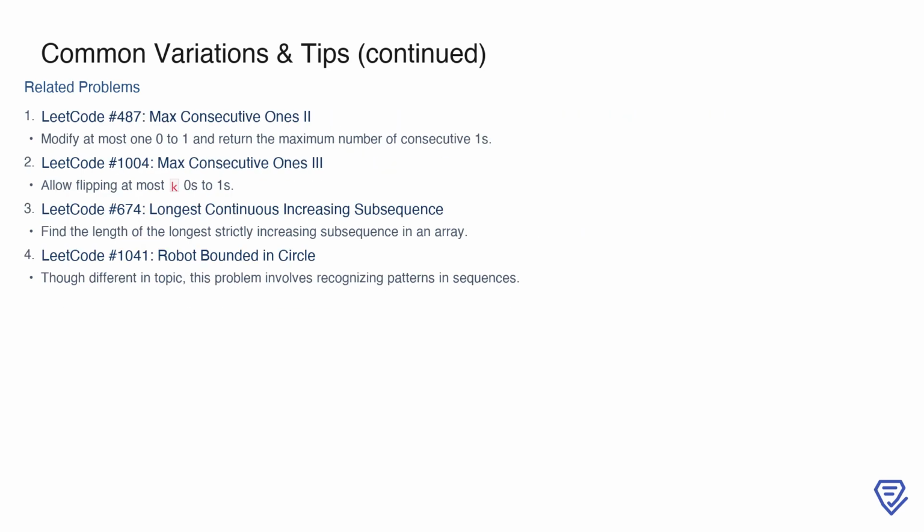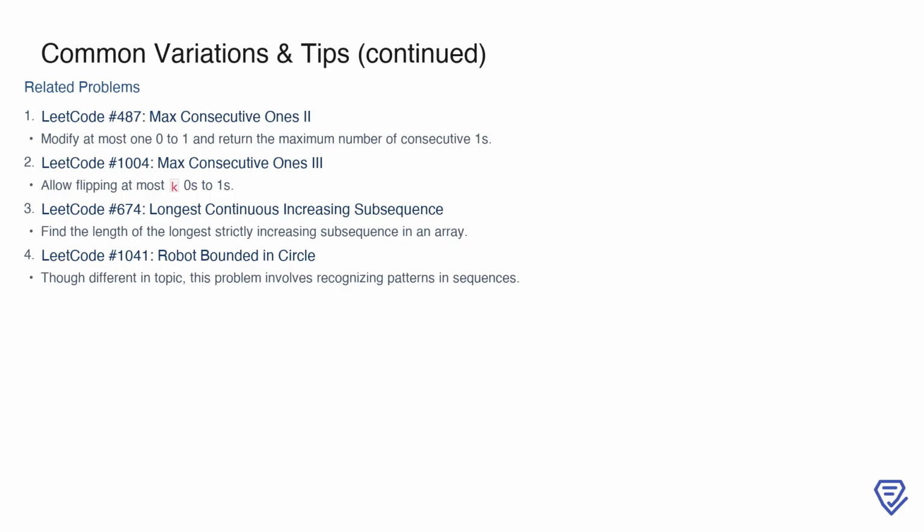This problem also connects to several related problems that you might encounter. For example, LeetCode number 487 asks you to modify at most one 0 to a 1 and return the maximum number of consecutive ones. Another variation, LeetCode number 1004, allows you to flip up to k zeros to ones. Both of these problems build on the same foundational logic but add an additional layer of complexity.